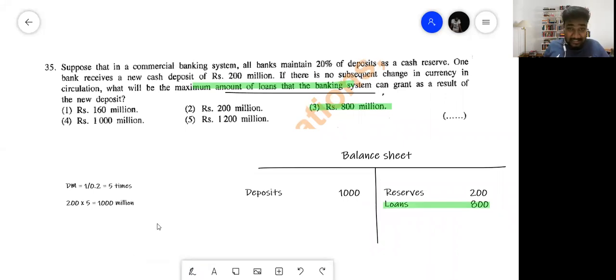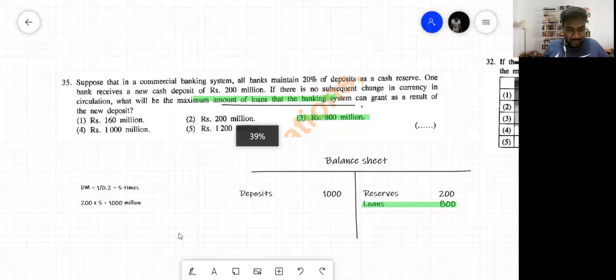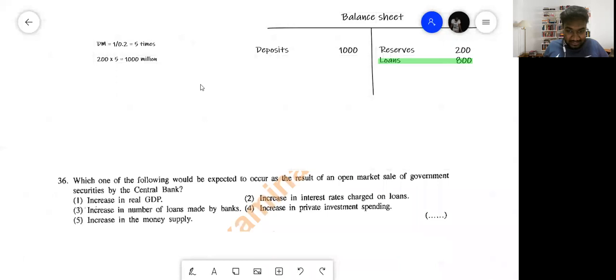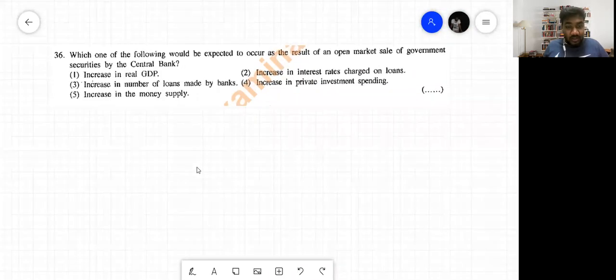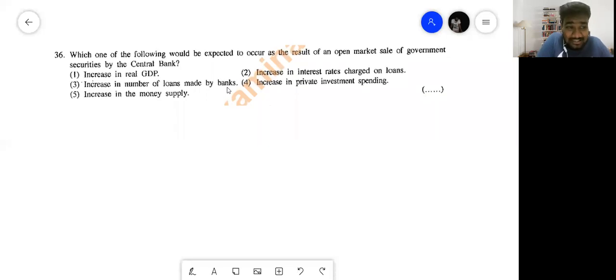Okay, done. That's 35. Then we'll get into 36. Which of the following would be expected as a result of an open market sale of government securities? Now it's the opposite of what happened last time. Last time they had an open market purchase. Now here they are open market sale. The government is selling securities. What happens? Increase in real GDP, increase in interest rate, increase in number of loans, increase in private investment, increase in money supply.